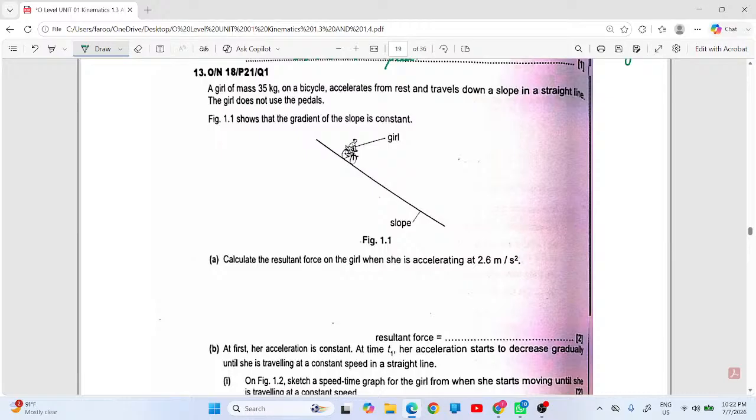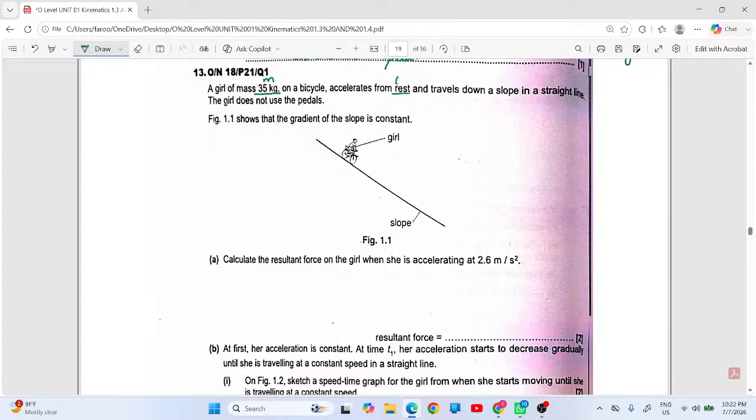Next, question 13. Read it. A girl of mass 35 kilograms on a bicycle accelerates from rest and travels down a slope in a straight line. The girl does not use the pedals. Calculate the resultant force when she is accelerating at 2.6 meter per second square. F is equal to ma, mass is given.